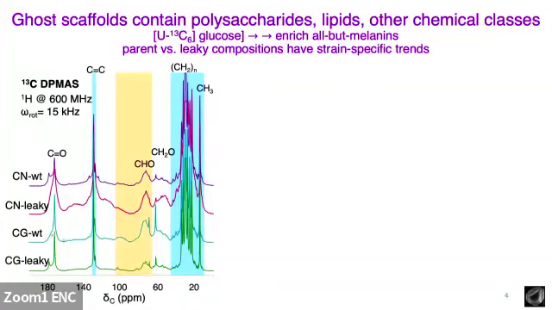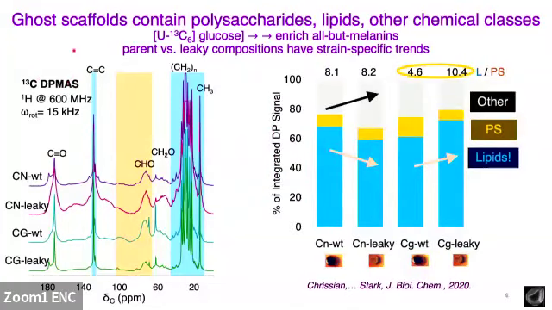And so if we do that, just even in 1D, we can compare sets of wild type and leaky melanin ghosts. And these are Cryptococcus neoformans. These are a different species, Cryptococcus gattii, and we've got those pairs. And what I've marked off are the different classes of compounds. And because we did this with direct polarization and a long recycle delay, we can figure out how much of each class we have. And what we see here is that the lipids, rather surprisingly, are dominant.